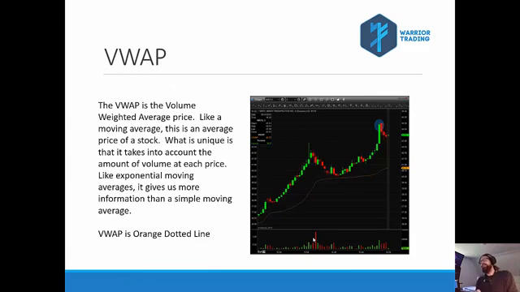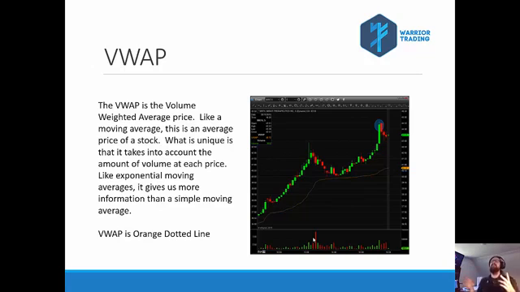The VWAP is an interesting indicator. This is like a moving average, except that it also factors in the amount of volume that occurred at each price. So what you end up having is a moving average that's also weighted based on volume. So it's a much better reflection of the average price of the stock over the period of the day.